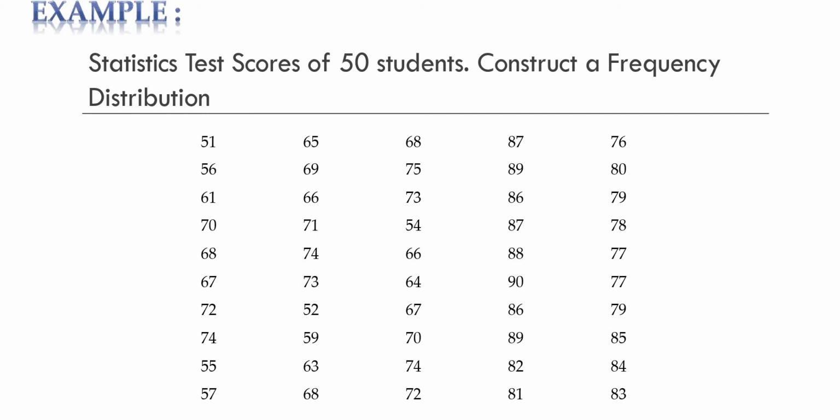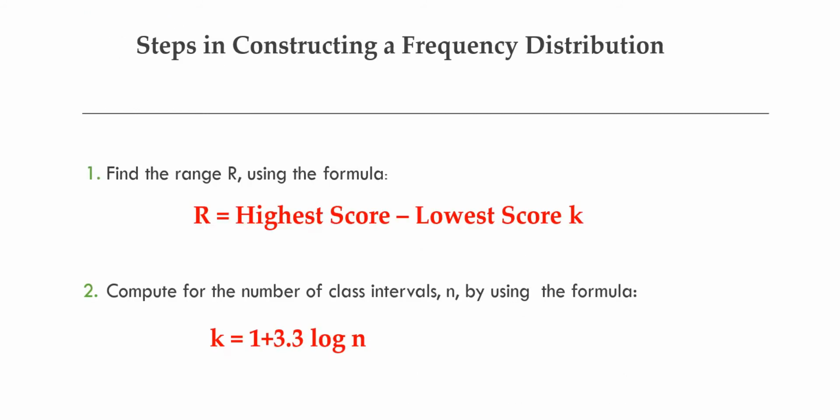Okay? So, ito na. These are the steps in constructing a frequency distribution. First, you have to find the range. Okay? The formula R, naalala nyo kanina, yung ating definition of terms, the range is equals to highest score minus the lowest score. Okay, ano yung highest score natin? It's the 90. And lowest score is 51.